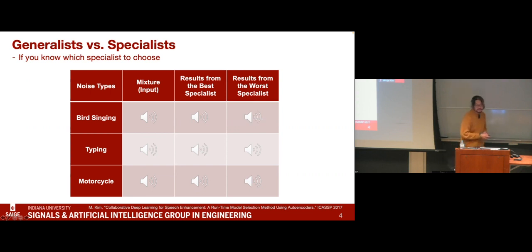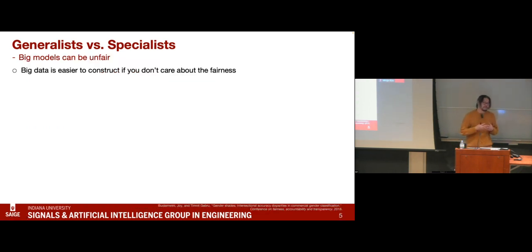So my point is that, if we can use the specialist, then we can expect that it works really well on that particular problem. But if you fail to choose that one, then it's not going to work, right? There are some other issues about the big models, by the way.